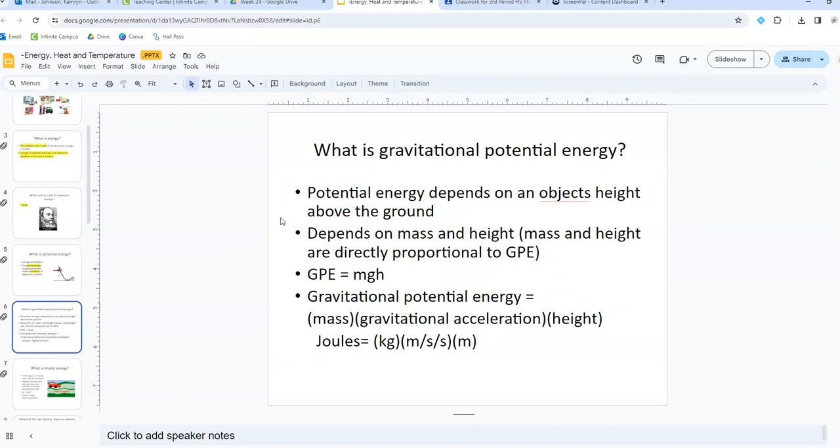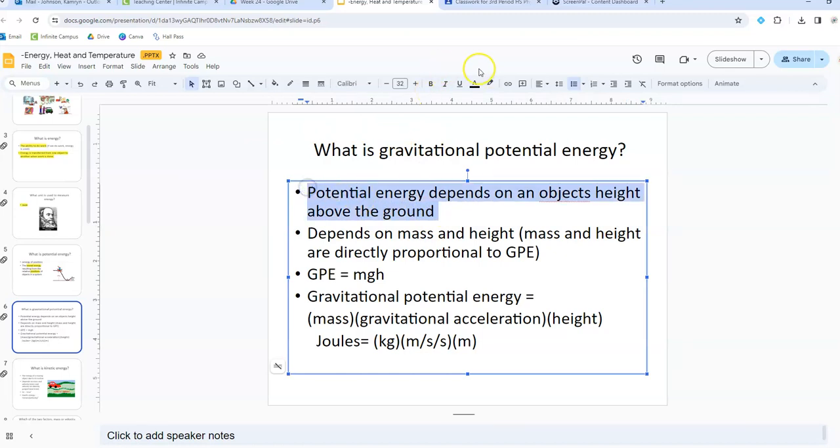Okay, what is gravitational potential energy? That's what I was basically just explaining. It's potential energy that depends on an object's height above the ground. So the higher up you are, the more GPE you have, gravitational potential energy. It depends on your mass and your height, and they are directly proportional. We're not going to highlight this, but if I was there, I would say, what does directly proportional mean? It means if your mass goes up, your gravitational potential energy goes up. If your height goes up, your gravitational potential energy goes up.